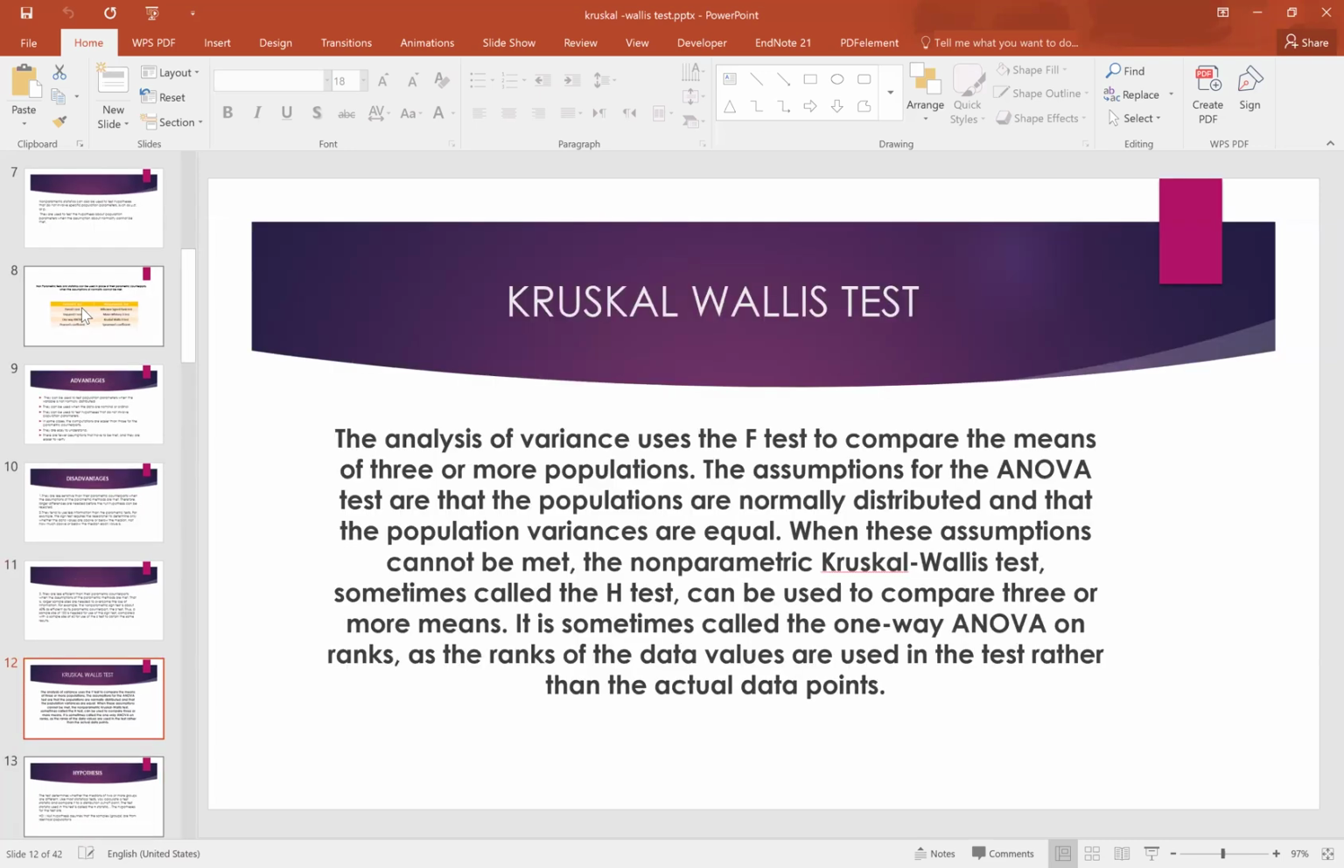What is Kruskal-Wallis test? Analysis of variance uses the F test to compare the means of three or more populations. The assumptions for the ANOVA test are that the populations are normally distributed and that the population variances are equal. When the assumptions cannot be met, the non-parametric Kruskal-Wallis test, sometimes called the H test, can be used to compare three or more means. It is sometimes called the one-way ANOVA on ranks, as the ranks of the data values are used in the test rather than the actual data points.